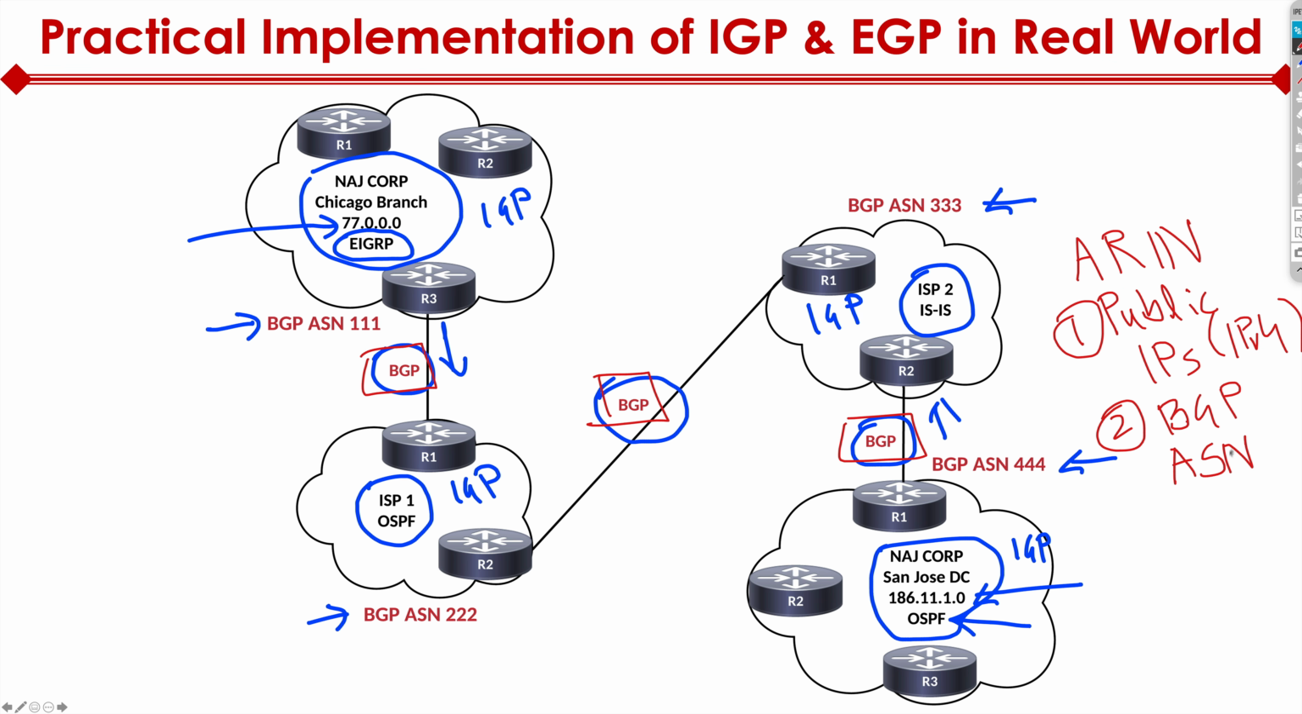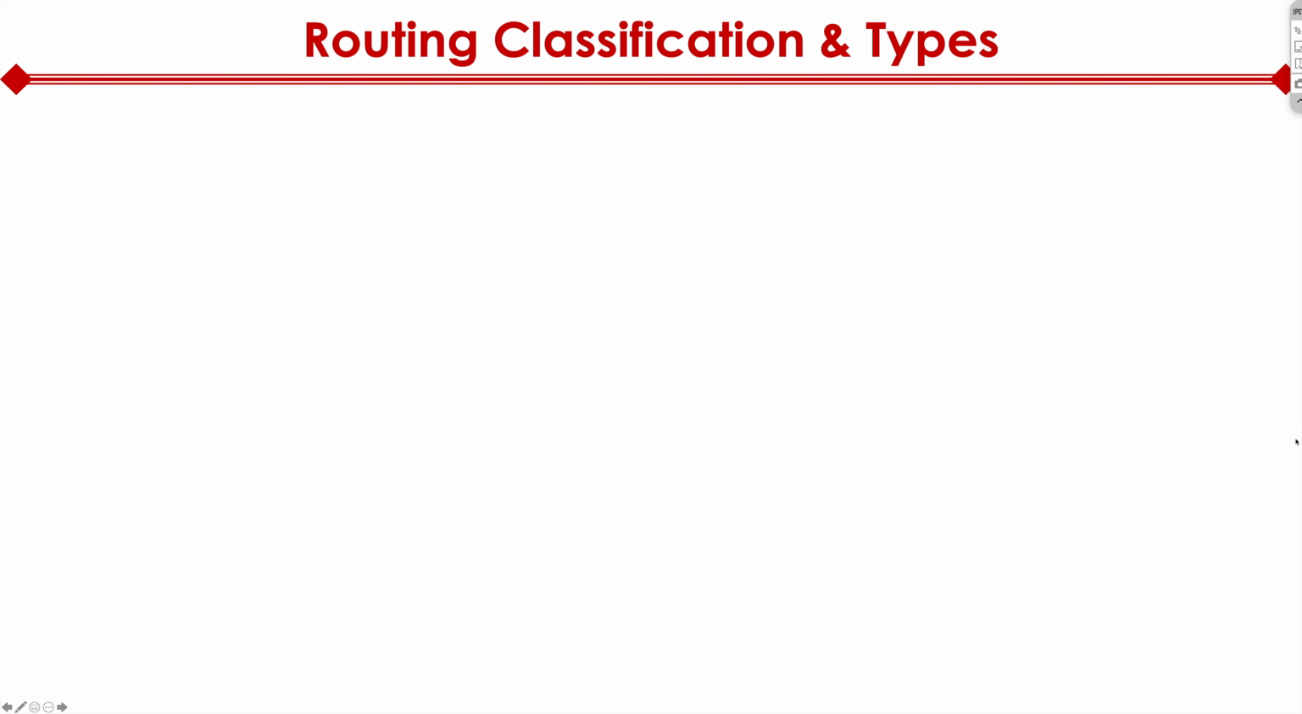But here, both BGP ASNs and public IPs can be obtained from ARIN in North America, but then other regions like APNIC for Asia, and there are others for Europe and all that, you basically go to those local authorities to obtain the IP addresses and BGP autonomous system numbers. Now, that's just a little tidbit. It's not necessarily related to IGP and EGP, but I just wanted to throw it out there for some real-world knowledge.